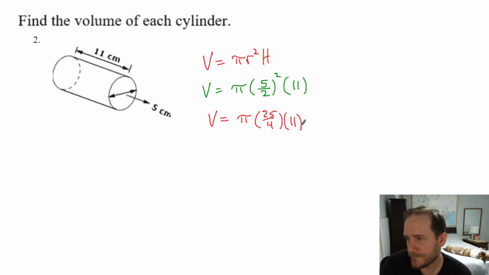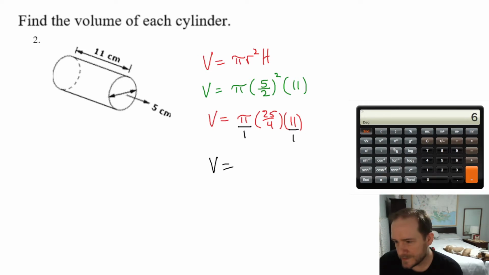Now if you want to multiply this together, we've seen problems by now where we had fractions. You could turn that into a fraction by putting it over 1. Turn this into a fraction by putting it over 1. And then we can see that our numerator is going to be 25 times 11 times pi. So what's 25 times 11? Well, let's bring back our calculator.